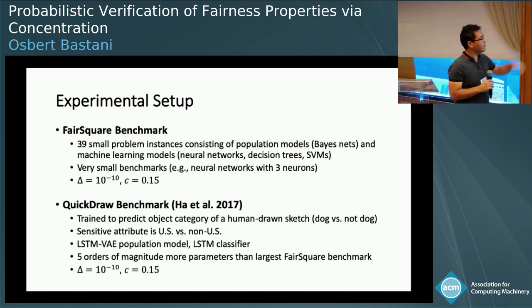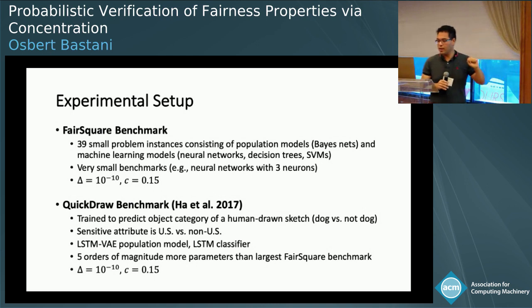And for the FairSquare benchmark, we used big delta equals 10 to the minus 10. So that means that our soundness and precision guarantees hold with probability at least 1 minus 10 to the minus 10, which is very close to 1. And the fairness parameter C, we just took from their paper.